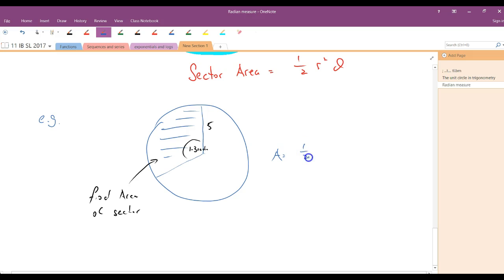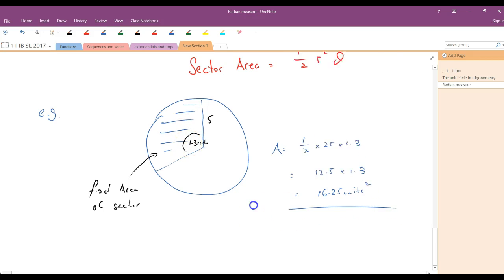It's 1/2 r squared times theta, so half of 25 times 1.3. So it's 12.5 by 1.3. I've worked that out to be 16.25. 16.25 units, I haven't specified, squared, as my area of that sector.